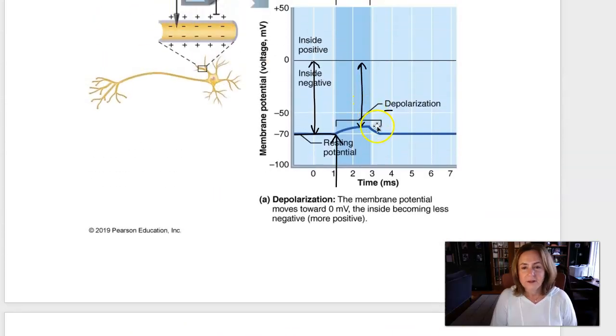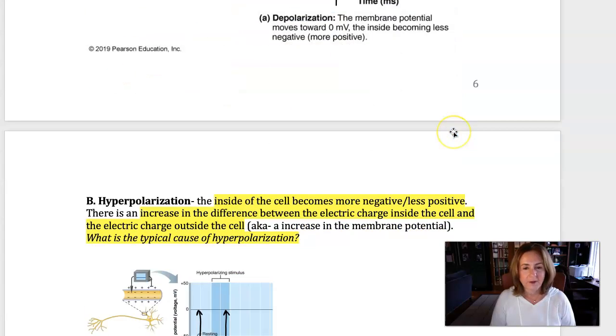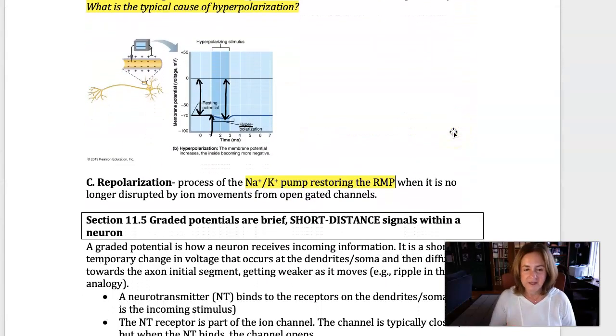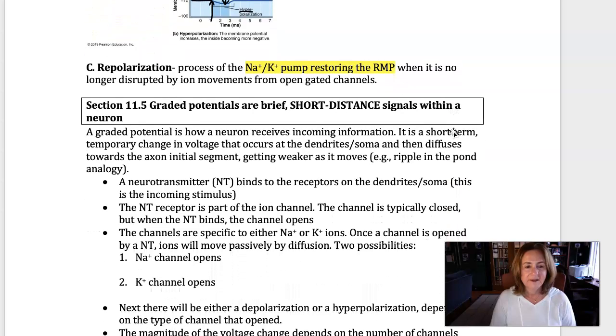Let's look at this one. So here, the cell was at rest, and then it depolarized. But then this little segment of the graph is what we would call repolarization. Repolarization, this is where the sodium-potassium pump is reestablishing that resting membrane potential. So we're using energy to keep it at that negative 70.